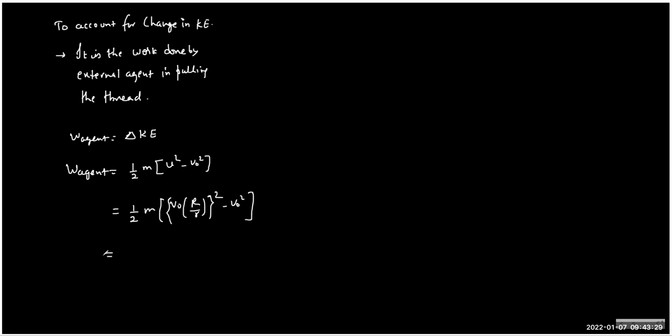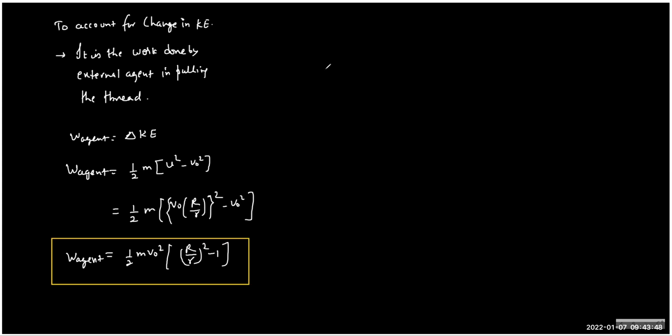So the work done by the agent will be how much? It's also a new question for you. Work done by the agent is the change in kinetic energy, and this is equal to half m times v square minus v naught square. And we have just realized that v is v naught into capital R by small r, minus this, and so we get half m v naught square times, capital R by r whole square, minus 1. So this could be a potential question as well.